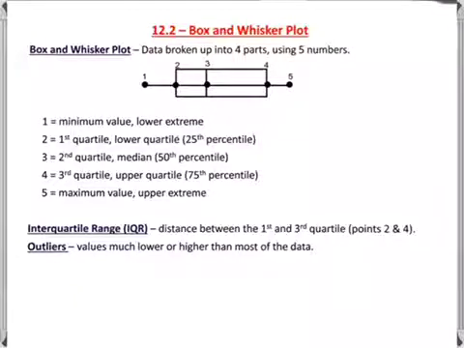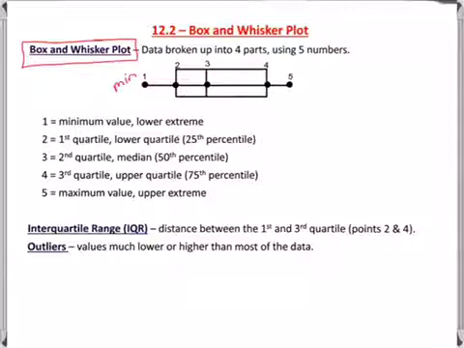12.2 Box and Whisker plots. A box and whisker plot is when data is broken down into 4 parts using 5 numbers. In reality, it's more like 5 parts, but we consider the min and max value to be similar parts. And so the first part of a box and whisker plot is your minimum value.